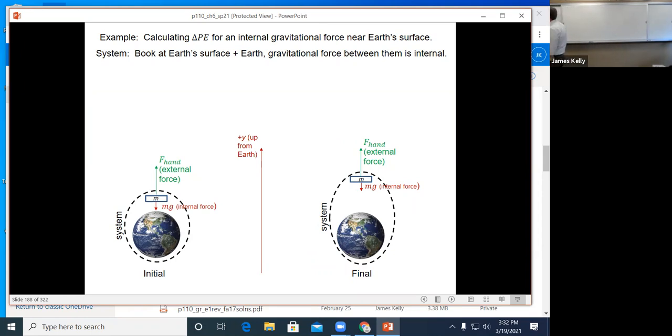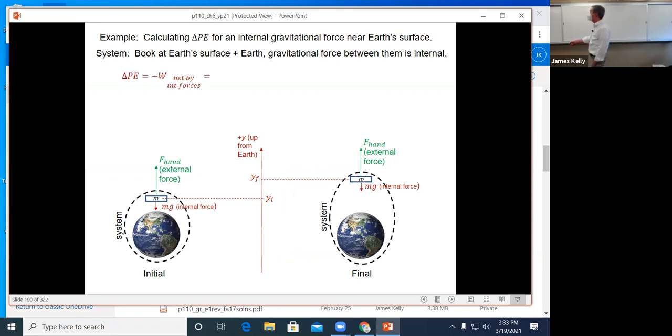Now, we're going to go back to our definition. The change in potential energy is equal to the negative of the net work done by internal forces. And in order to do that, let's just put a little coordinate system here. I'm going to take the plus y-axis to be in the direction up from Earth, wherever you're doing this experiment. Okay? And imagine that the book goes from some initial y-coordinate, y initial, to some final y-coordinate, y final.